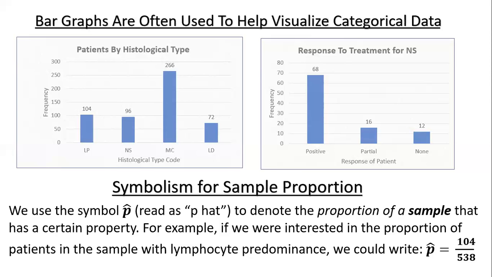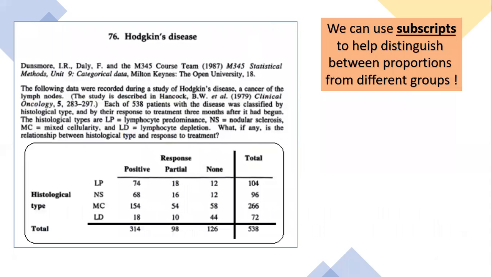So for example, if we were interested in expressing the sample proportion of patients with lymphocyte predominance, we see that there were 104 out of 538 in all. So P hat is 104 divided by 538. Now that's the symbolism that we use if we want to talk about just one sample proportion. But as a final note, we want to talk about the fact that sometimes we like to use subscripts to help distinguish between proportions that are coming from different groups.